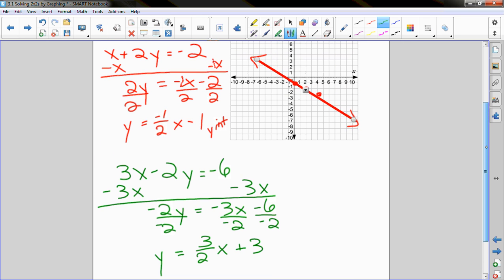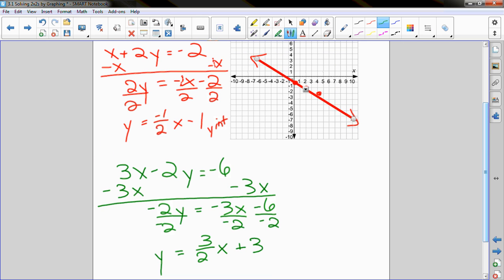I'm going to scroll back up a little bit. Where's my first point? I'm going to go to the x or y-axis.